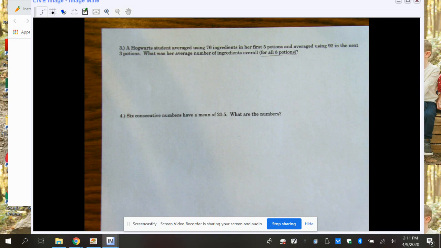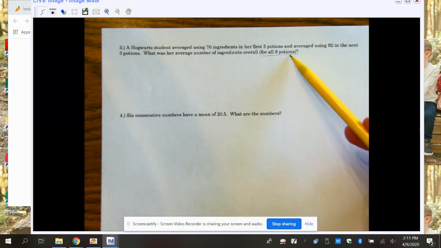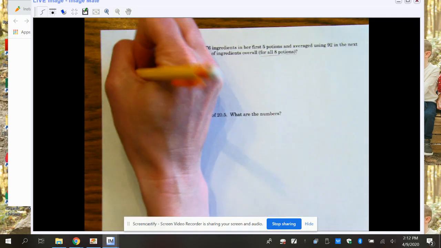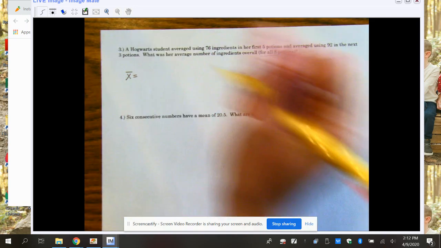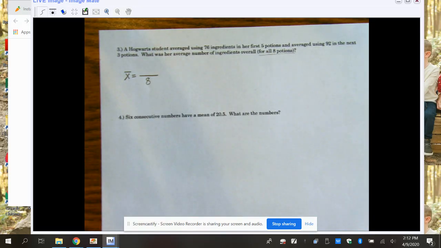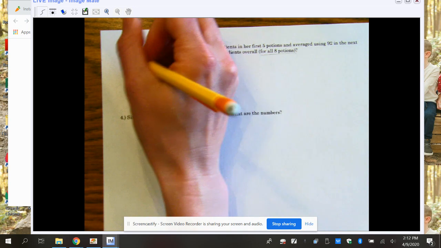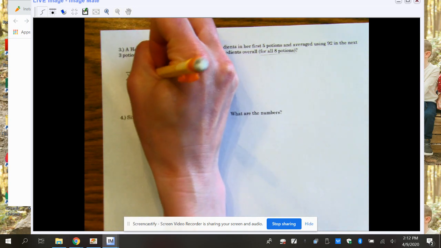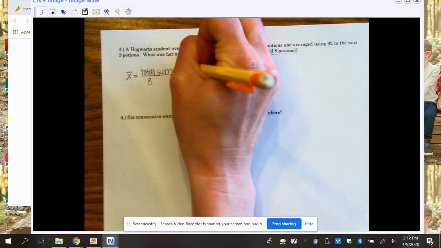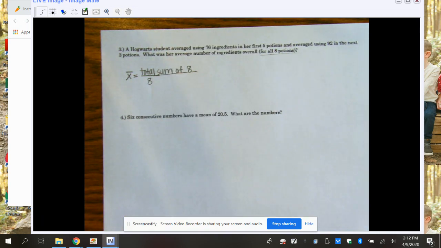All right, so let's think of what we would need in order to answer this. So we're looking for the average. I know that there's 8 potions, so I'm going to be dividing by 8. So I would need the total sum of the 8 potions in that final equation. So all I know is the first 5 and then the next 3.